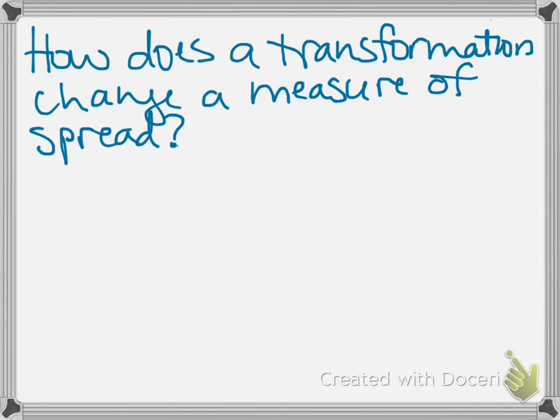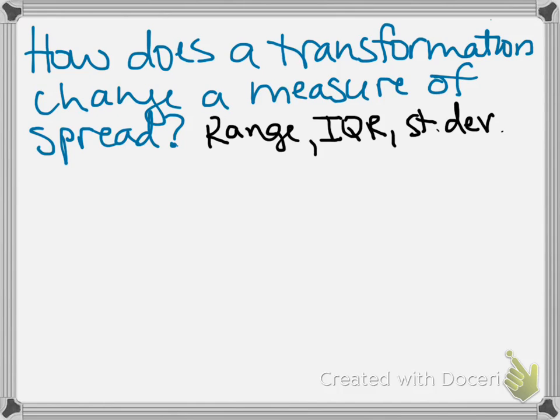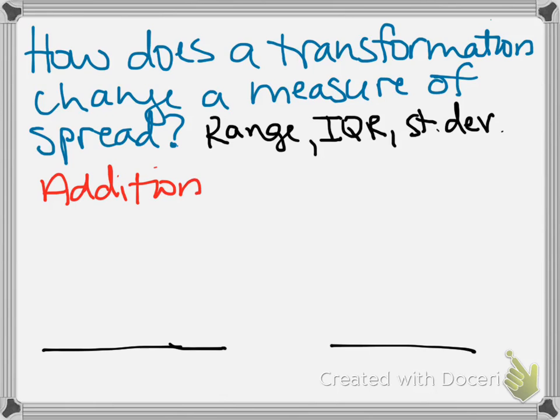Now we need to ask, well, how does the transformation change a measure of spread? Before we talk about that, let's review what our measures of spread are. We can talk about the range as a measure of spread. Remember, we can also talk about the IQR, the interquartile range, as a measure of spread, or we can talk about the standard deviation as a measure of spread. So let's talk about this in the same way as we were doing before. What if we start off with adding a value to our distribution?